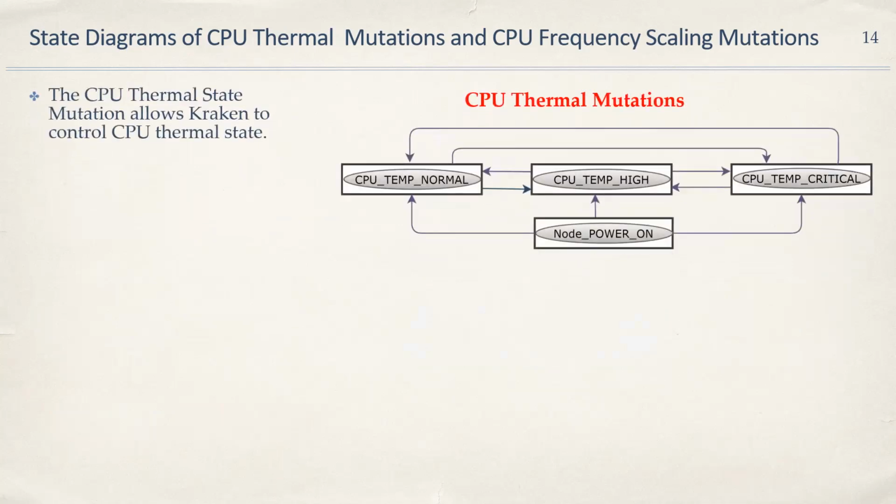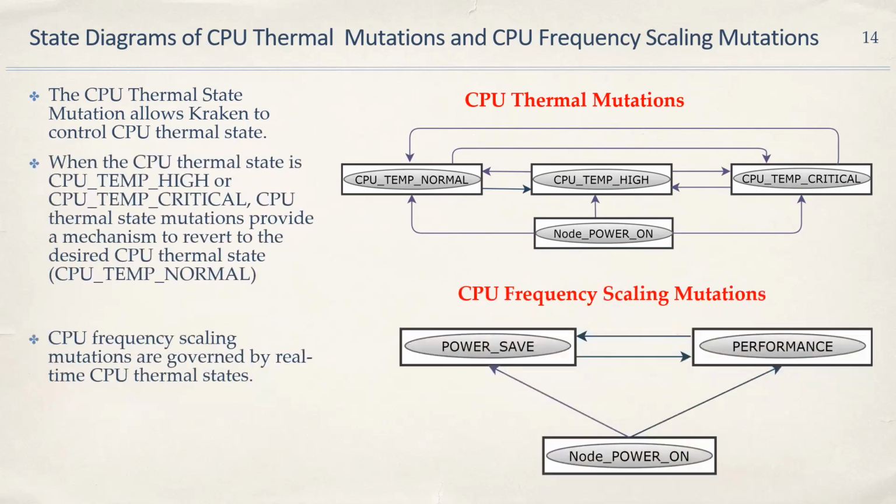As a first step, the CPU thermal state mutations allow Kraken to control the CPU thermal state. These are the possible mutations. If the CPU temperature is high, it can mutate from high to normal. If the CPU temperature is normal, due to some external factor it can go into CPU temperature high, and it can also go into CPU temperature critical. In a similar way, if the CPU temperature is critical, it can be healed, or reduced, to CPU temperature normal.